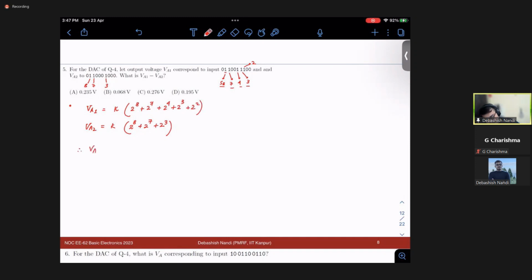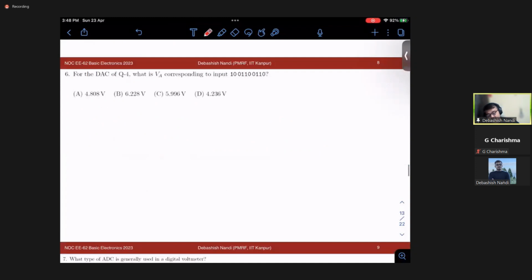So what is your VA1 minus VA2? K times, this cancels, this cancels, this cancels. So we have only 2 to the power 4 plus 2 square. Okay, K was found out to be 9.76 millivolt into, you have this 16 and 4, right? 20. So your output will be 0.195 volt. Fine. So D would be your right answer. Okay. So moving on to problem number 6.